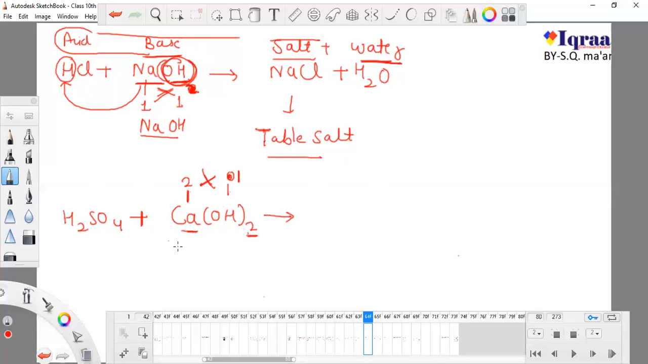So again, this calcium will replace this hydrogen and it will form CaSO4, which is calcium sulfate. Okay, this is a salt.